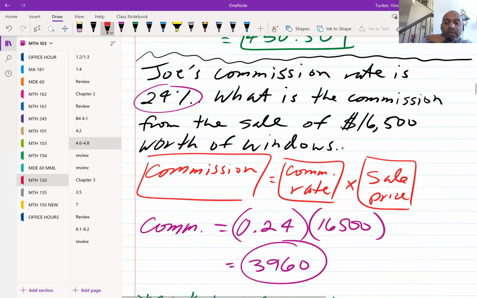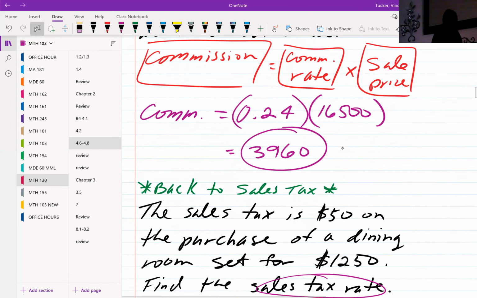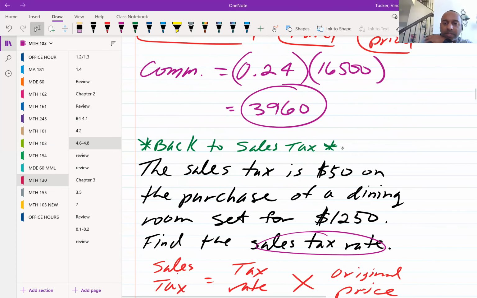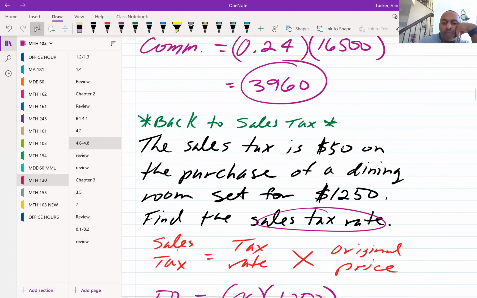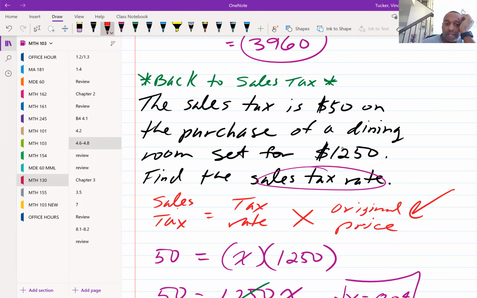All right, so everybody good with this problem? Yes. All right, so this one takes us back to sales tax. Sales tax is $50 on the purchase of a dining room set for $1250. Find the tax rate. So this time they want us to find the tax rate. Remember, before they gave us the tax rate and asked us to calculate the sales tax. This time they want us to find the tax rate when they give us the sales tax and the original price. So we're going back to this formula right here: sales tax equals tax rate times the original price. I'll give you a chance to write that down.